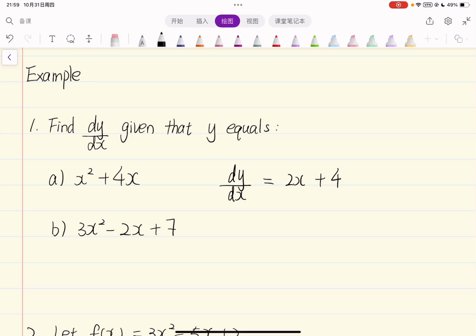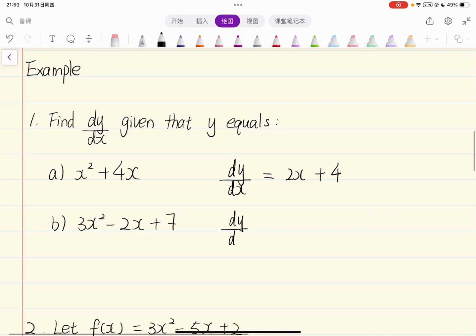For part B, we have the first term 3x squared, and we differentiate the first term, we have 6x. And for the second term, we have negative 2x, and we differentiate it, we have minus 2. For the constant term, we have 7, and you differentiate it, we get 0. So the derivative of 3x squared minus 2x plus 7 equals 6x minus 2.